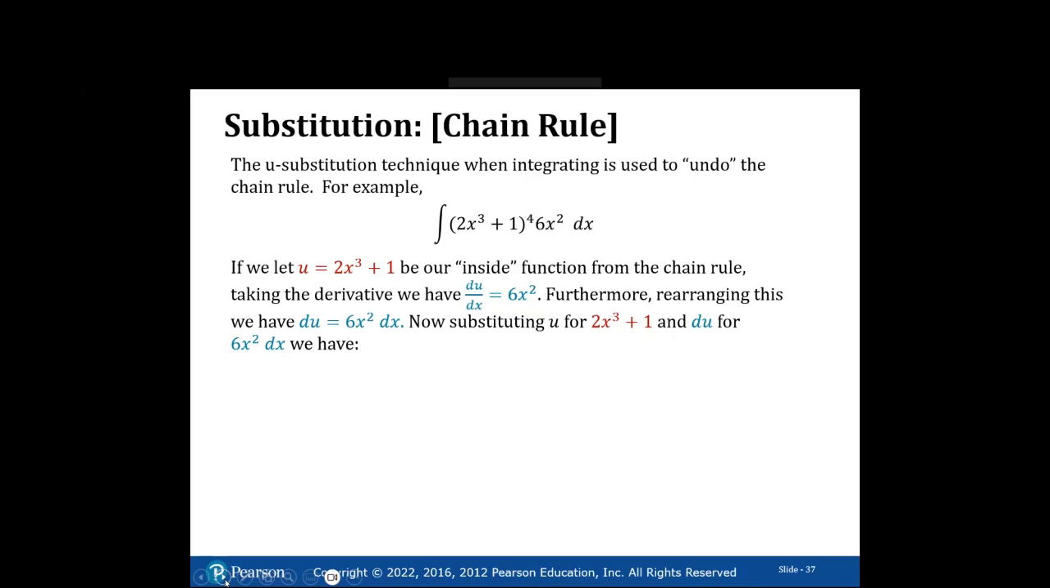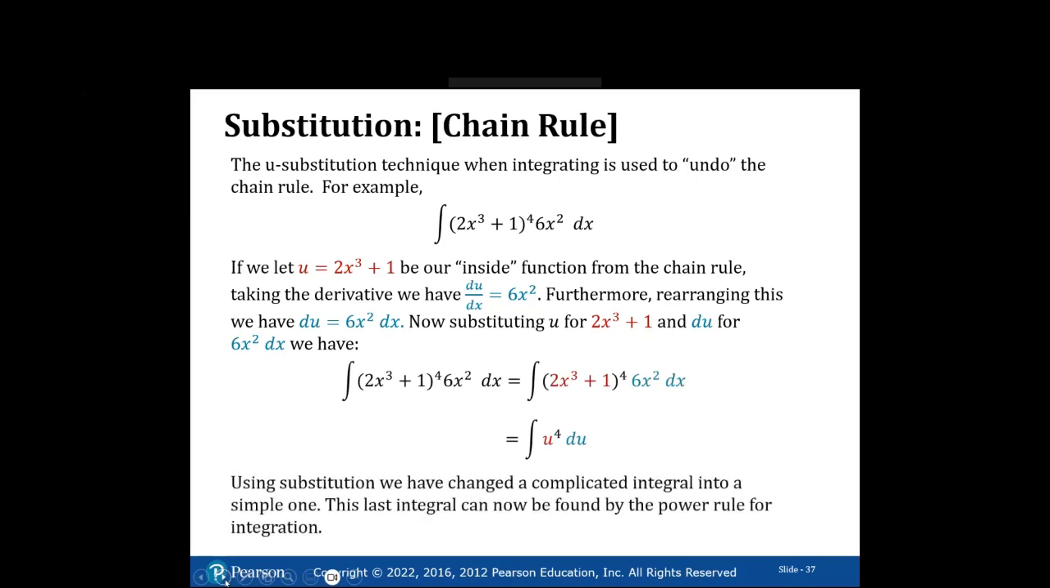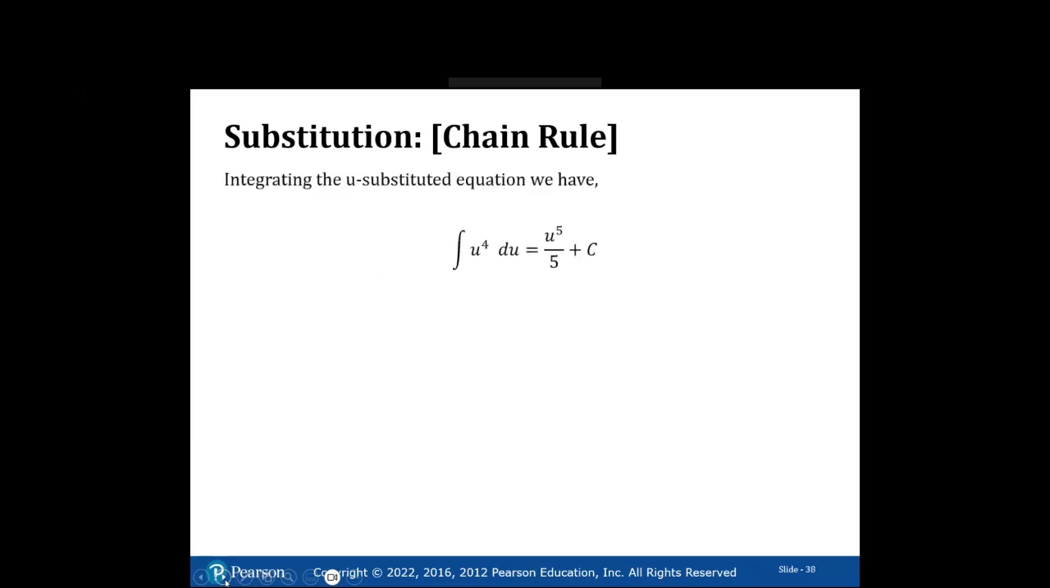Now I can substitute u for 2x cubed plus 1 and du for 6x squared dx, and we have this integral now instead. And here we're just highlighting in red and blue, and now I switch it out. Doing this takes a complicated integral and turns it into a simple one, so it makes it easy to solve. Because I can take that integral of u to the fourth du, and we know how to solve that already, which is just u to the fifth over 5 plus c.